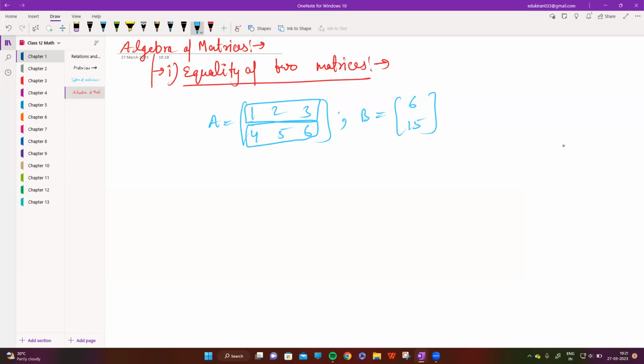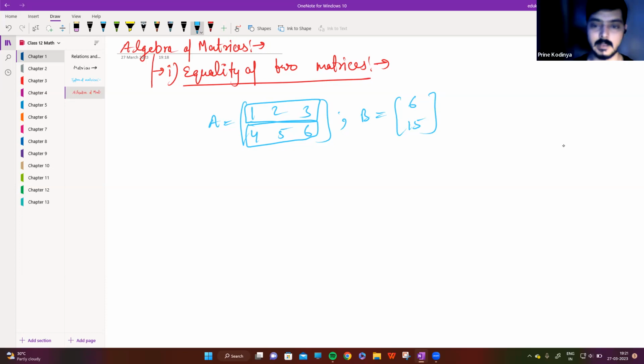Both the matrices should have their order equal. Yes. First of all, A has 6 elements and B has only 2 elements. How can they be equal? If you talk about equality, the number of elements of the first matrix should be equal to the number of elements of the second matrix. We should start from here.